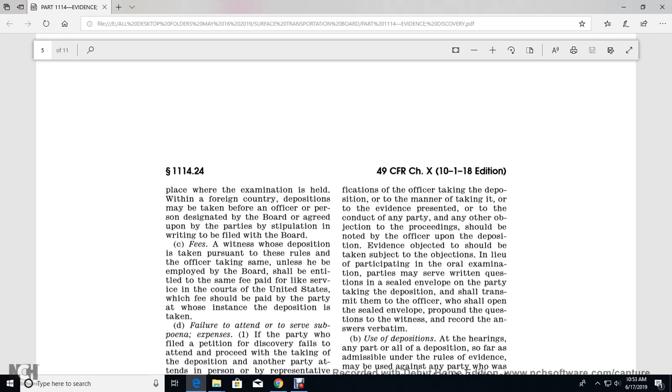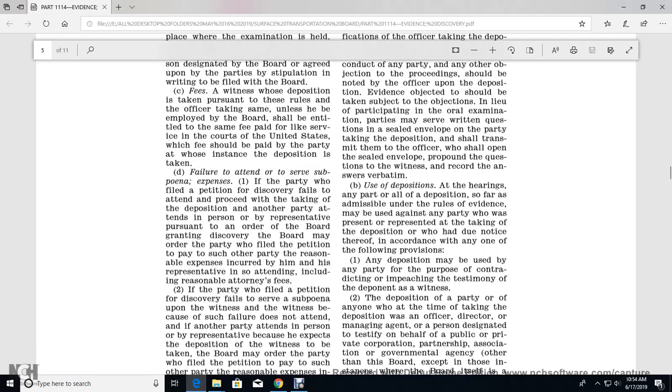or to any of the parties, any of their objection proceedings should be noted by the officer upon the deposition. The objections should be taken and subject to the objections in lieu of participation in the oral examination. A party may serve written questions in a sealed envelope on the party taking the deposition, who shall transmit them to the officer, who shall open the envelope, propound the questions to the witness, and record the answers verbatim.